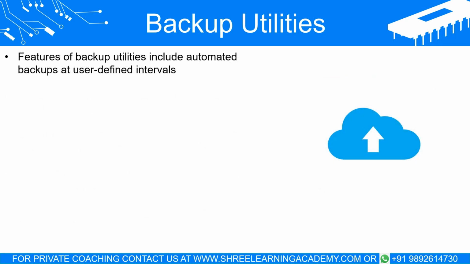Backup utilities offer a wide range of features, such as the ability to schedule automated backups. This means that the utility will create backups of your data at specific periods or time intervals that you set, without you needing to remember to do it manually. For example, you could set your backup utility to back up your data every day at midnight. This ensures that even the most recent data is preserved and reduces the risk of data loss.